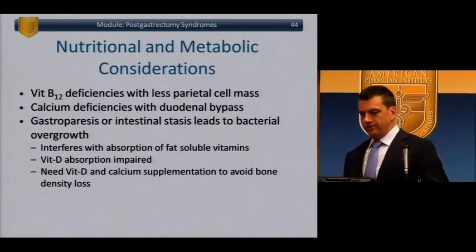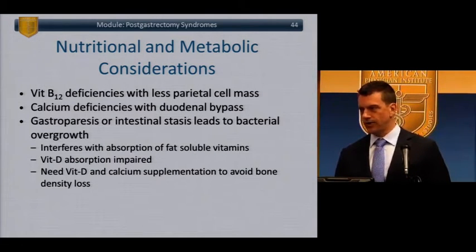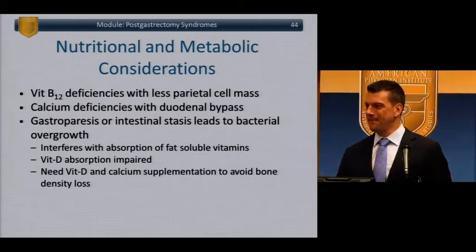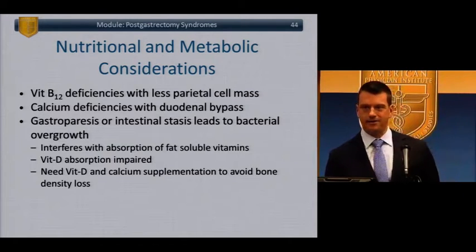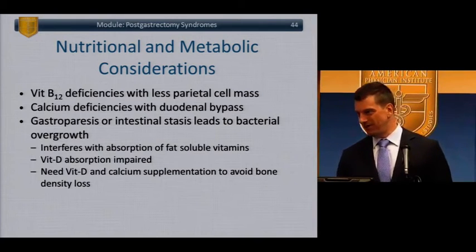There are some nutritional and metabolic considerations here. Again, vitamin B12 deficiency due to less parietal cell mass is one to consider. And again, if that were coming as a question, it might show you someone who's had one of these procedures, or it could have been a bariatric patient who now has anemia, and they'll say those things, and then you might get along to coming up with the B12 deficiency.